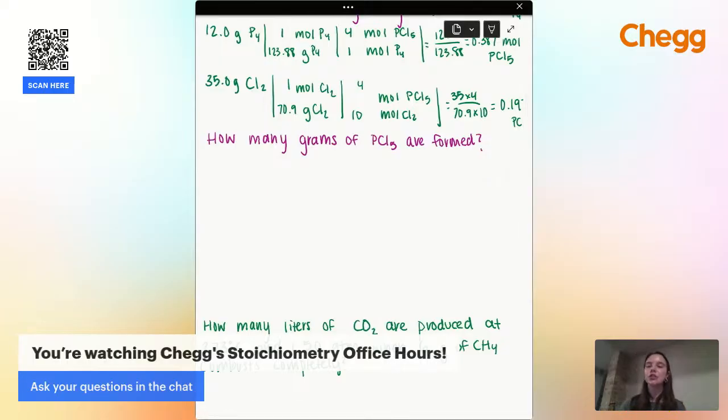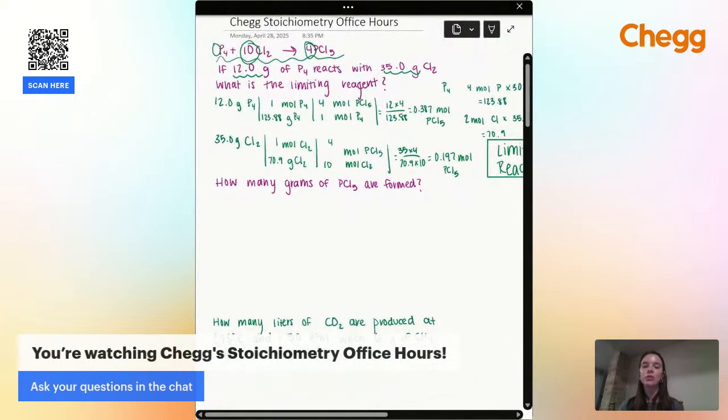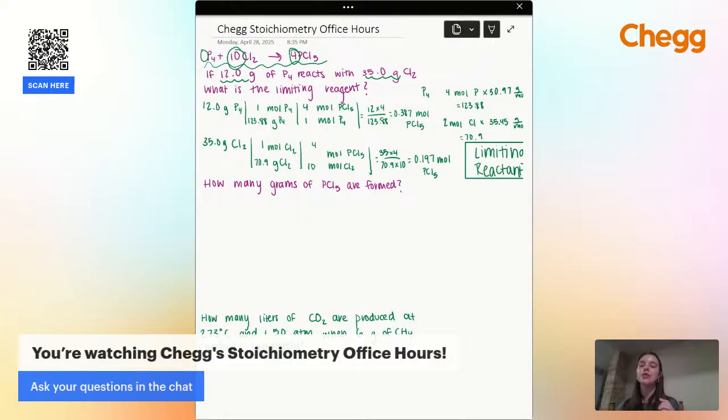Our next question is kind of like a two-part. How many grams of PCl5 are formed? So I'll zoom out so you can see everything we've talked about. We know the limiting reactant is Cl2. How many grams of PCl5 are formed? Now, it's your time to actively participate. How will we go about solving this problem? Does anyone have any ideas?